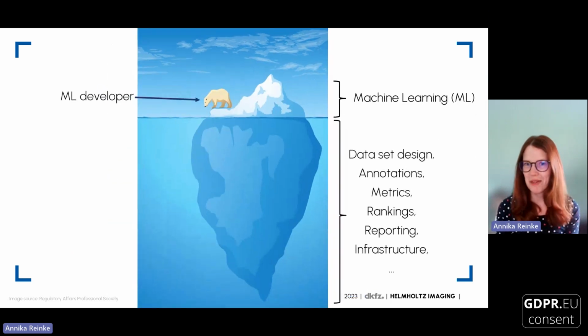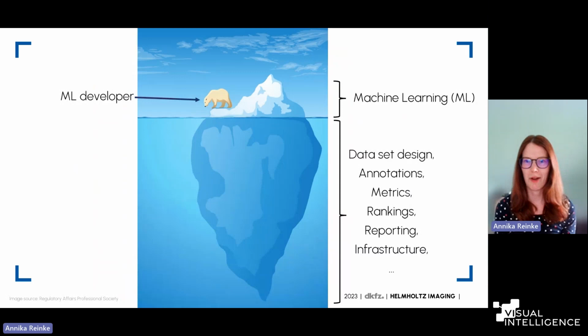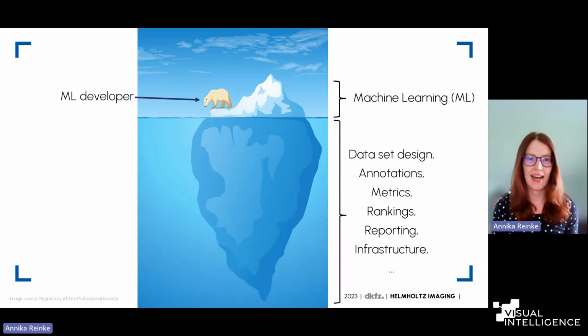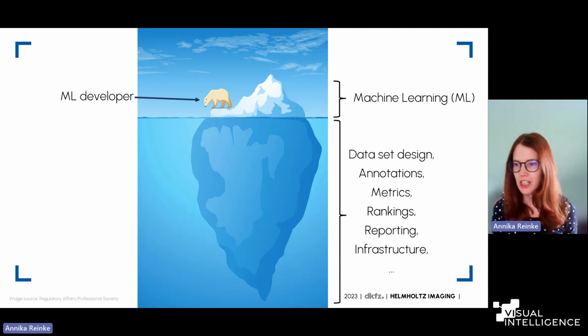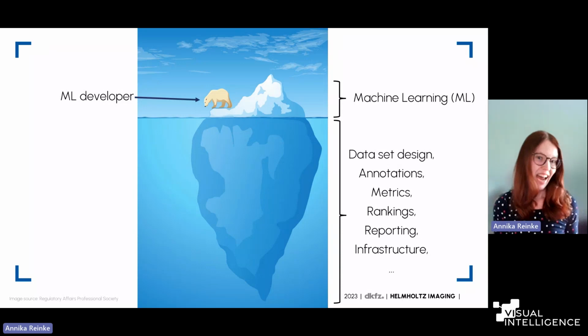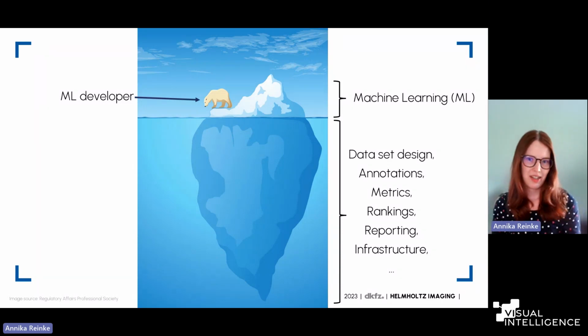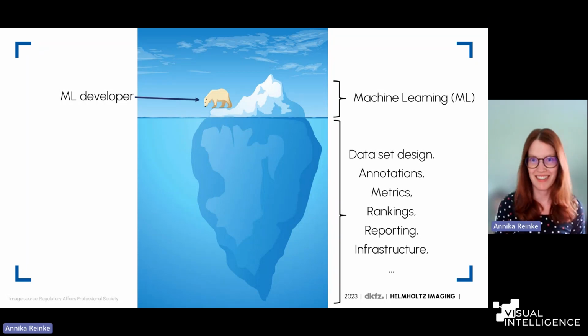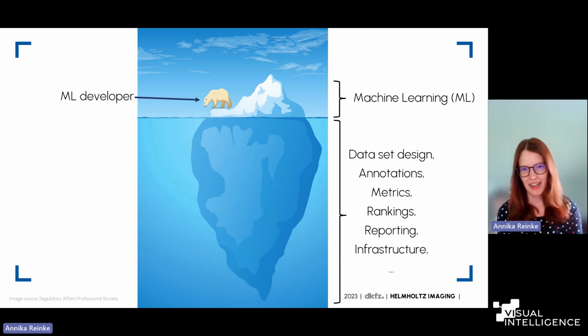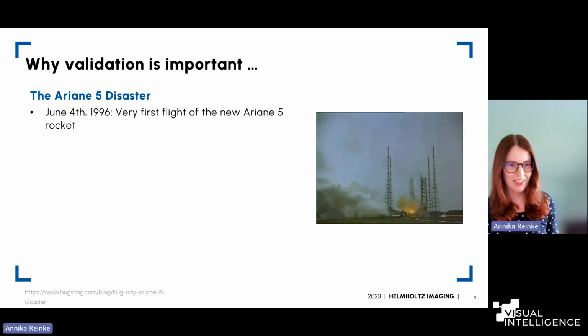So it's not only about creating new models, it's also about how we design our data sets, how we annotate the data, how we do the validation with metrics, rankings, etc. So there are many things that are actually as important as the models. And I will tell you a bit about different things, not all of them, because this is such a huge topic. But before I go into details, let me start with an example of why validation is actually important.